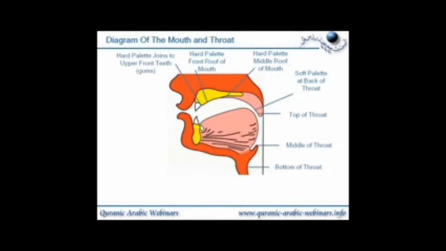And then we have where the hard palate meets the actual teeth, and that's known as the gums around your inner upper teeth. We then have the gums on the lower teeth, at the bottom of your bottom teeth, joining with the actual teeth themselves. So these will become important when we're talking about the مخارج, because we need to be very precise with what we're doing with the movements within our mouth.